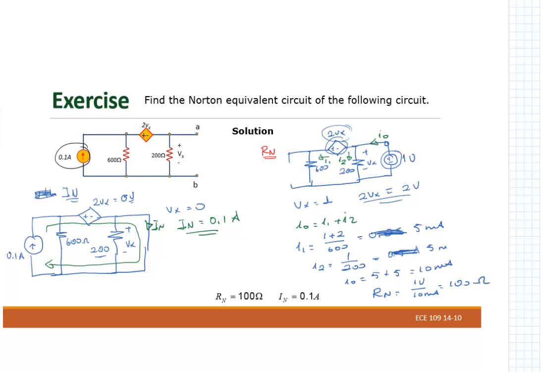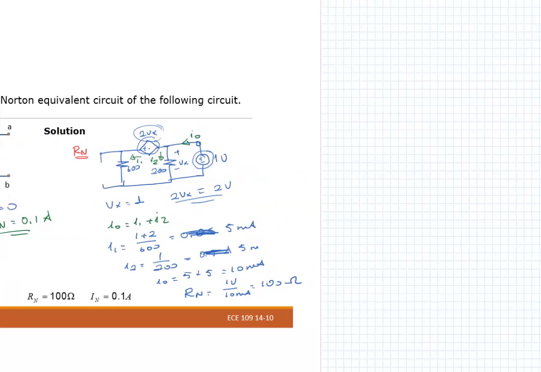So we can represent this circuit like this. We have one current source and one parallel resistor. This is 100 ohms and this is 0.1 ampere. So this is the final answer.